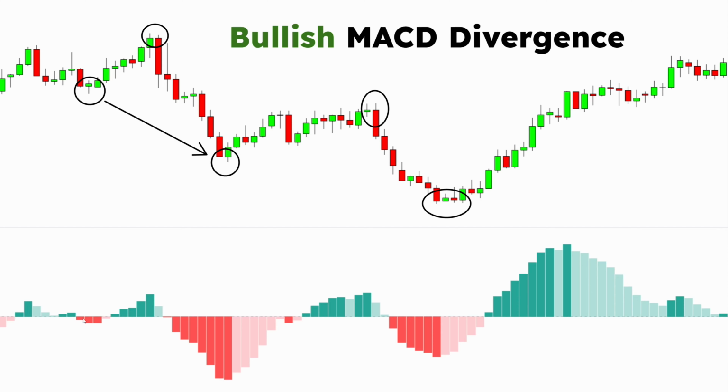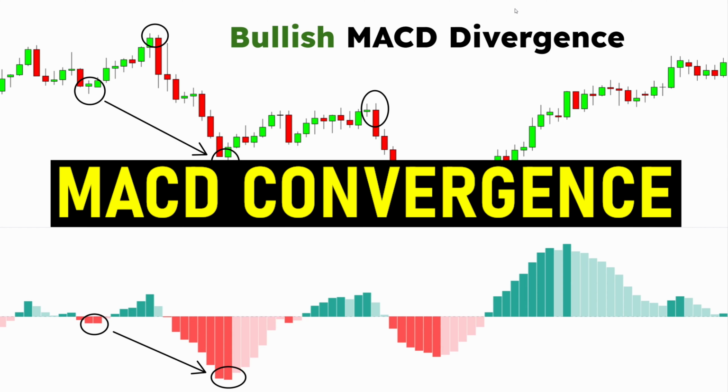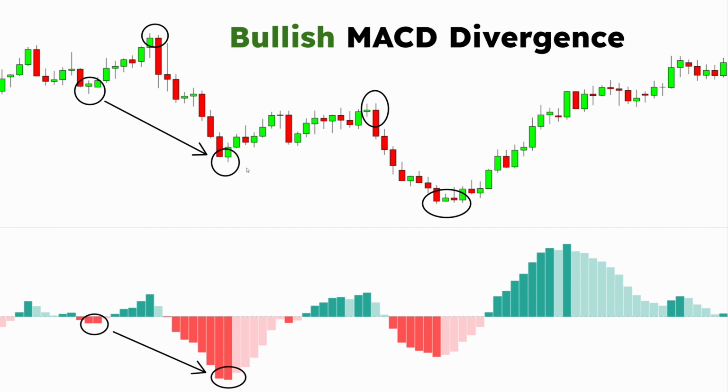But now if you look down to the MACD, you can see that the MACD prints one low and then also a lower low. So in this case, we can see that the MACD and the price go in the same direction. This right here is what we call a MACD convergence. But what about the next low? Well, if we look from this point down to this point, we can see that once again, the price prints a lower low, right?